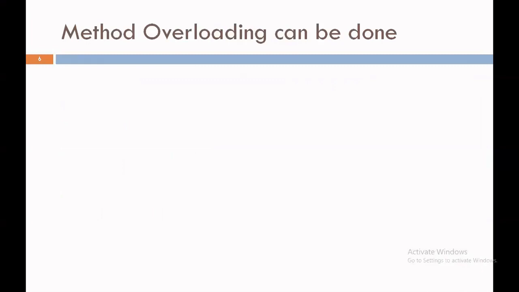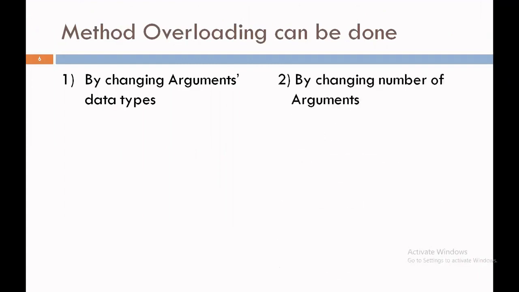Now we can overload a method in two ways. The first one is by changing the argument data type, and the second way is by changing the number of arguments. We all know that method overloading means when we have multiple methods in a single class but with different parameters, then it is known as method overloading.